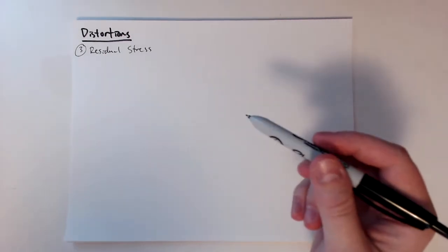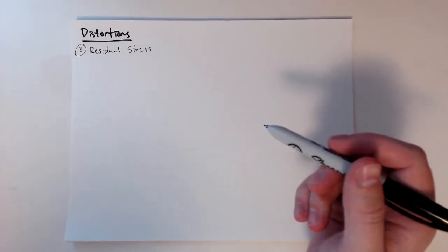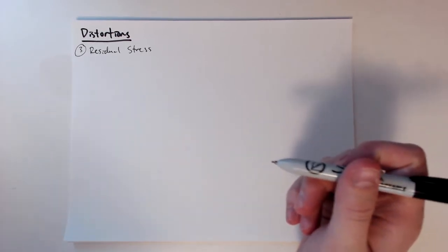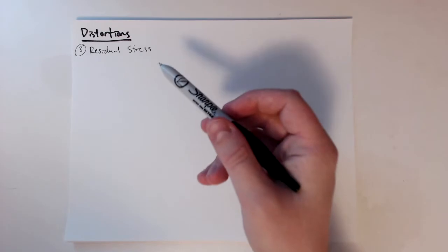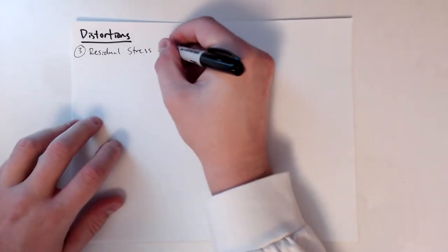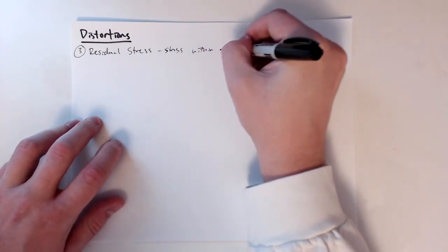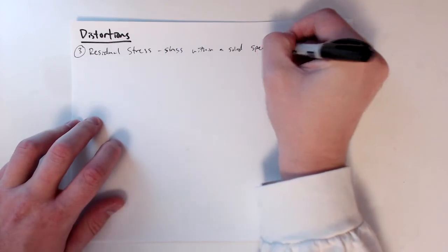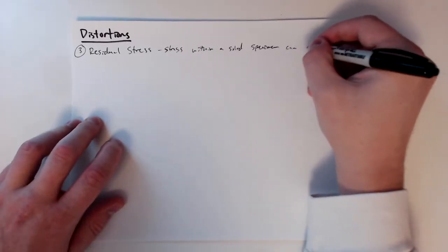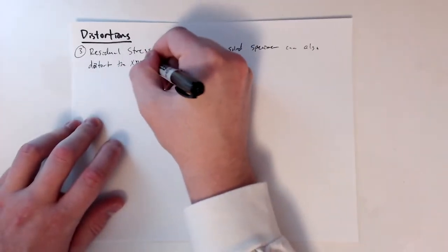So we've talked about instrument broadening, and we've talked about broadening from small crystallite sizes. The last distortion that we're going to talk about is residual stress. So this is stress within a solid sample. And this can distort the signal, but it's unique from the others that we talked about because it can do it in multiple ways. So it can distort the spectra in one of two ways.